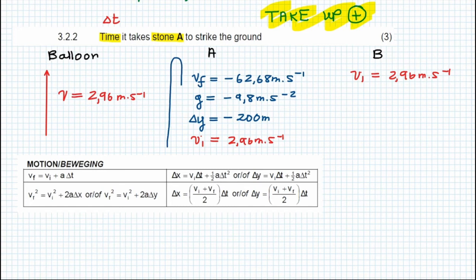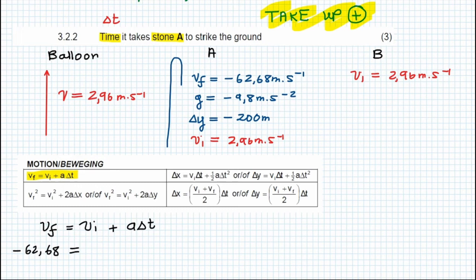We can use the very first formula on the formula sheet, the first equation of motion, to calculate the time that it is going to take stone A to travel to the ground. We say V final is equal to V initial plus acceleration times change in time. The final velocity is negative 62,68 meters per second. Sorry, we don't need to substitute the unit.